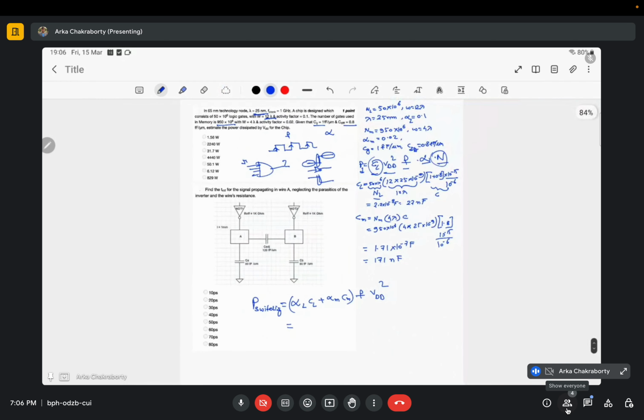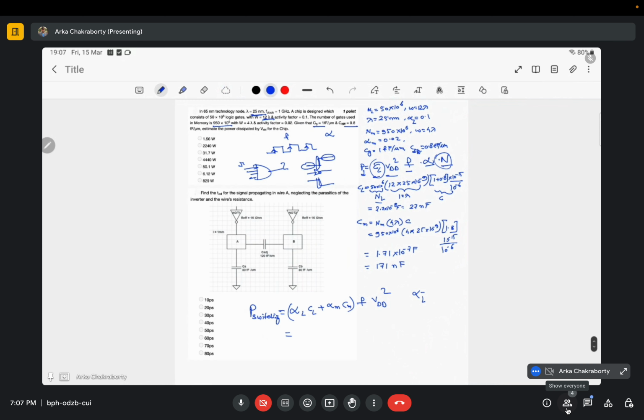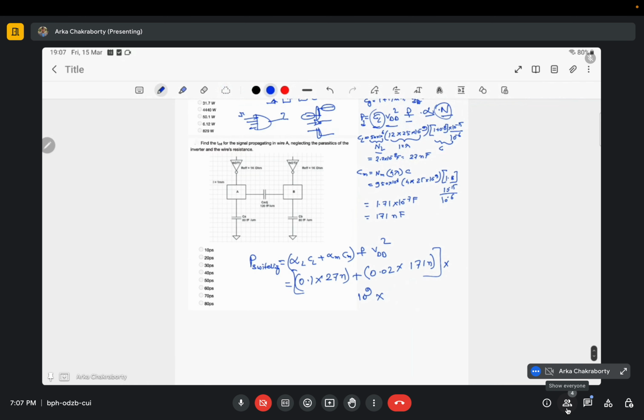So alpha L is how much? Alpha L is given as 0.1. So 0.1 into CL. CL is 27 nano, plus alpha M is given as 0.02, into CM is 171 nano, into f is given as 1 giga, that is 10 to the power 9, into VDD square, where VDD is 1 for the 60 nanometer technology.